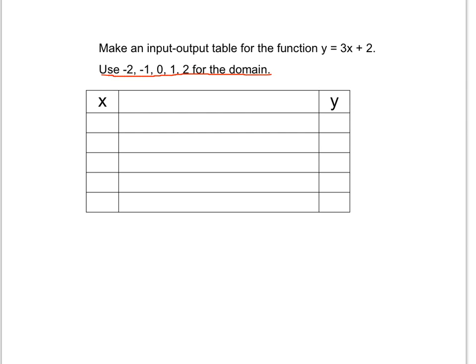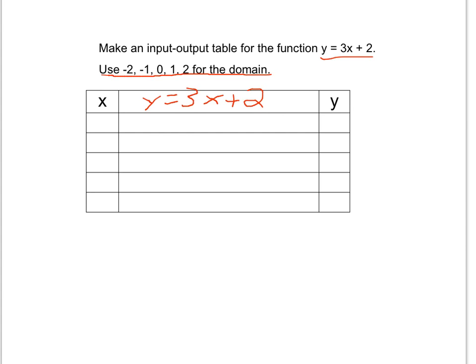So this is the setup for an input-output table. This whole thing is what an input-output table looks like. You're going to have to draw these out. I've got a column here for my x values, a column here for my y values, and this column in here is for the function, where you're going to show your work. The very first thing you want to do is write in the function they give you. So I'm going to write in here y = 3x + 2.